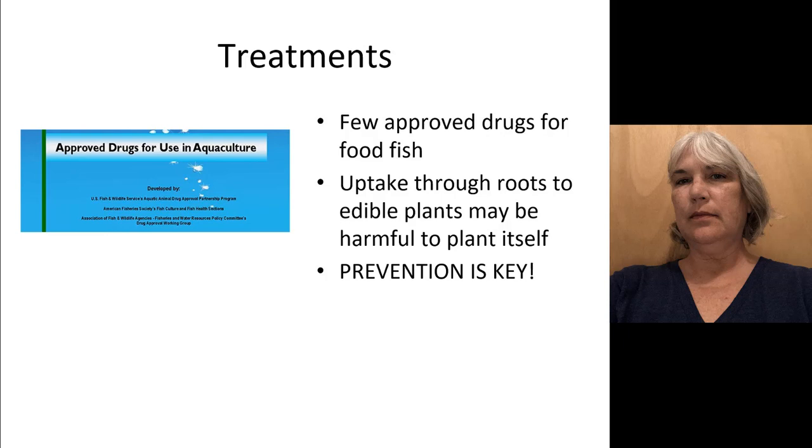There's not a lot of studies out there, but right now we just don't want to have uptake through the roots for the edible plants. It could be harmful to the plant itself and what it does to human consumption. And even if you take the fish tank offline from the plant bed and treat the fish until they're better, once you put it back online, you still could have the pathogen that's in the plant bed reinfecting. So our whole thought is, let's not treat to begin with. Let's prevent any kind of pathogen entering my system so I don't have to treat.